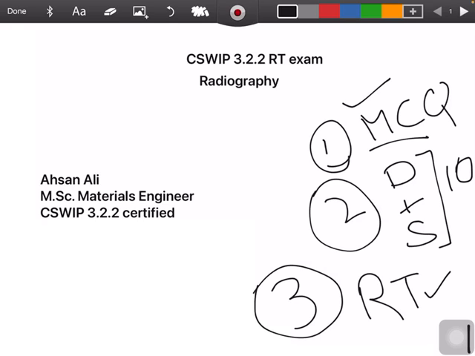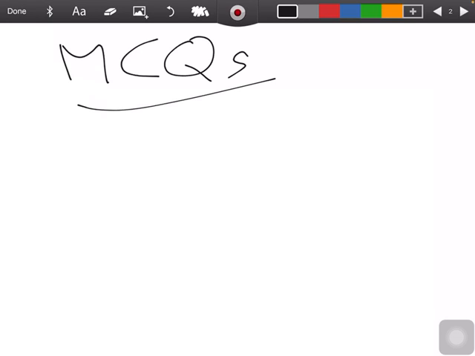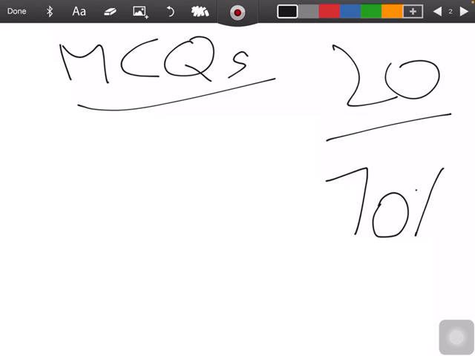Okay, now I have discussed density and sensitivity in my early lectures. Now I will discuss the MCQs and RT film interpretation in this lecture. For the MCQs, there will be 20 MCQs in your exam, and you have to obtain 70% marks in this part to pass this portion of your exam.